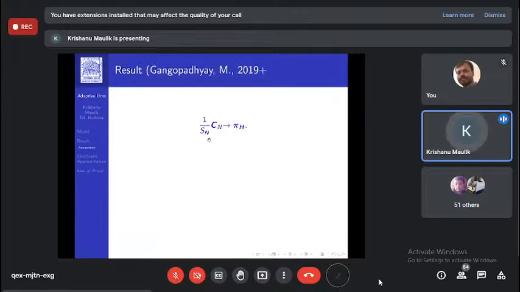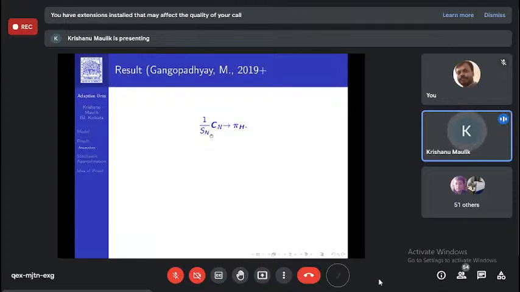So what we managed to show is that Cn by Sn converges to pi h. That's a configuration vector when scaled by Sn. So that's what we show using stochastic approximation.